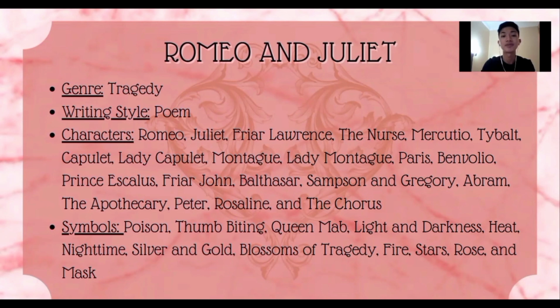Heat. Before the brawl that Tybalt and Romeo had, Benvolio mentioned that it was a very hot day. Nighttime. A pattern observed in the play is that most of the troubles and challenges faced are set in the nighttime. And these are the other symbols used in the novel Romeo and Juliet. Silver and gold, blossoms of tragedy, fire, stars, rose, and mask. And that ends this discussion.